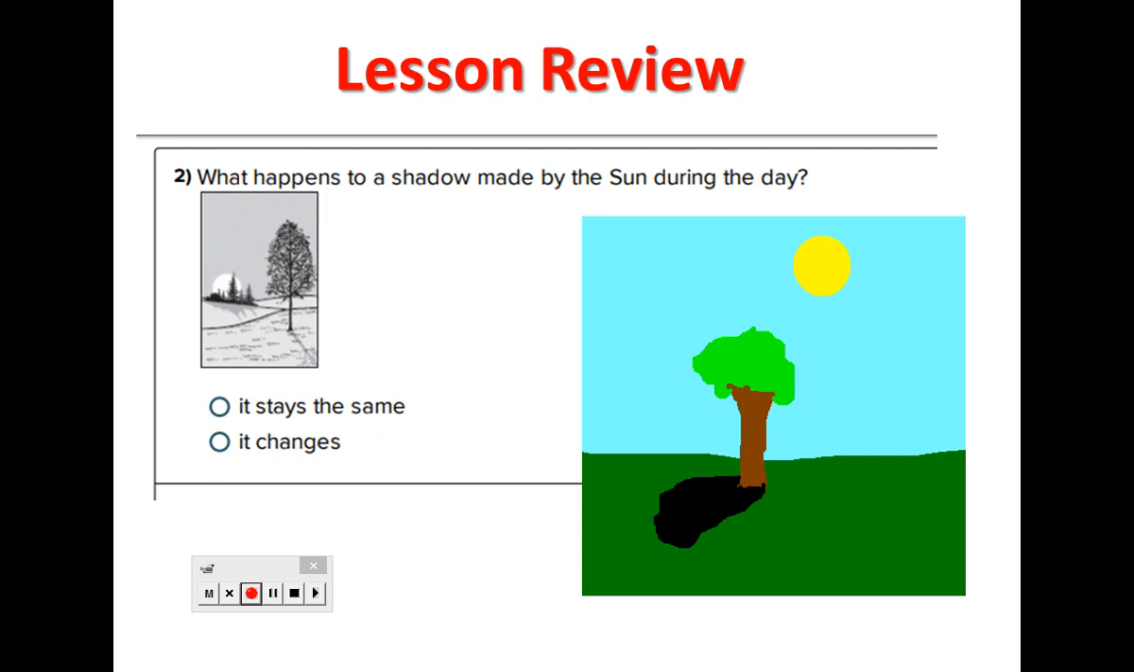Right now, we can see a tree and the sun. We all know that the sun rises from the east, and sets in the west. I'm sure that you went to the park one day and you saw your shadow, and your shadow is different during the sunrise and during the sunset. So let's see this question. What happens to a shadow made by the sun during the day? Your shadow during the day, does it stay the same or does it change? Of course, it changes, as we are seeing right now. The shadow is changing.